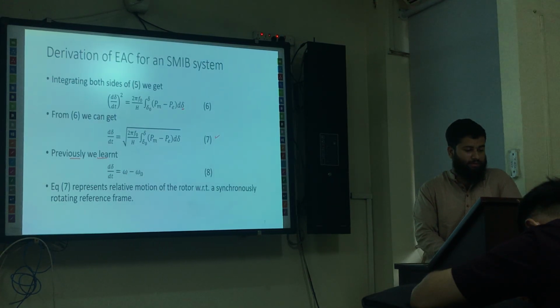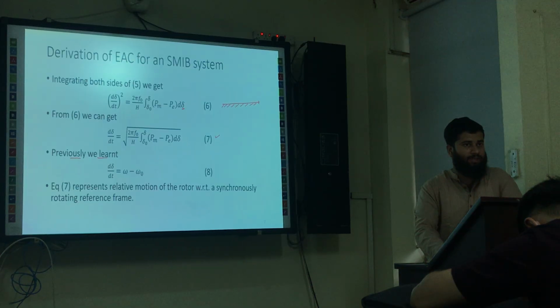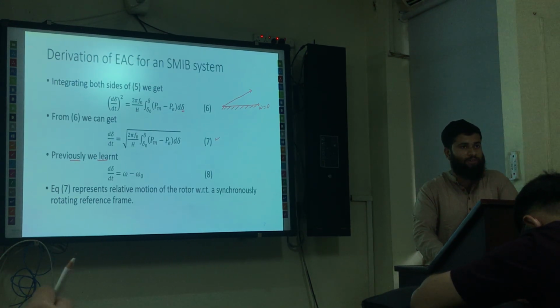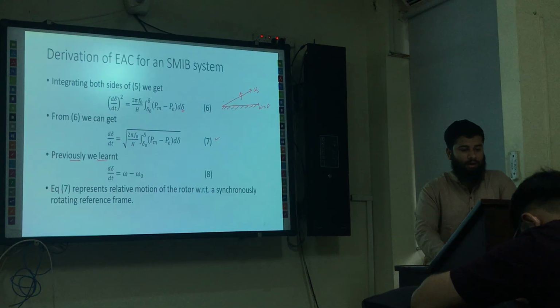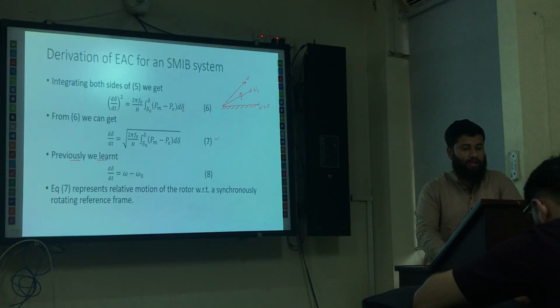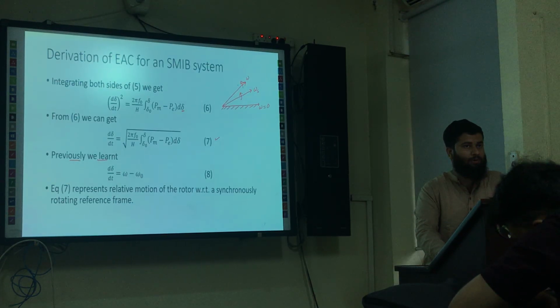What is this omega? Omega naught and this delta. Okay. Let's refresh your memory from the previous concept. Let's say this was our stationary reference frame, right? And the speed of this reference frame was 0. Then we added one synchronously rotating frame, whose speed was omega s, the synchronous speed, and it was rotating in anti-clockwise direction. And also we had the rotor position. This is the rotor, and the rotor speed is omega, right? And this is also rotating in anti-clockwise direction.